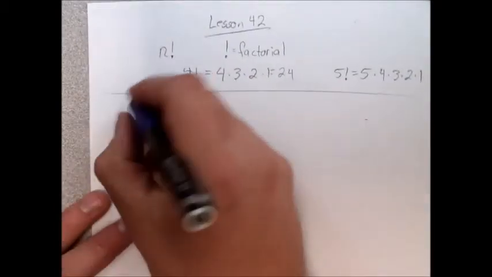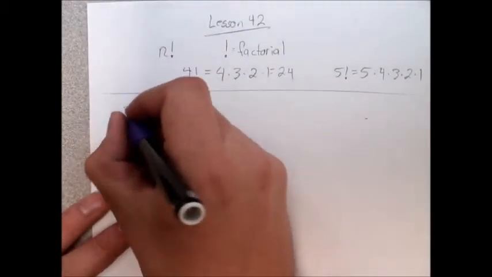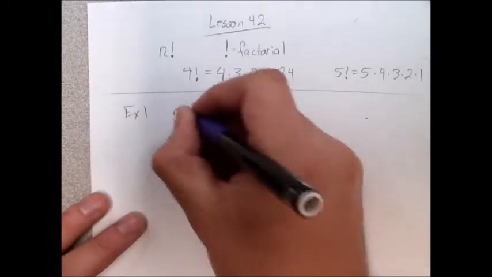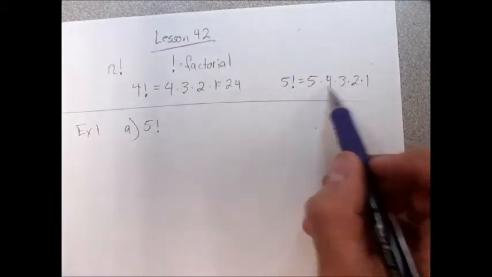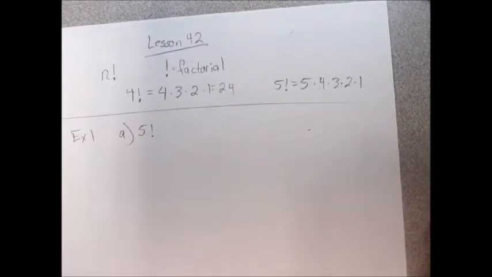Let's just start with what factorial will look like. Example 1a says 5 factorial, so it's 5 times 4 times 3 times 2 times 1. You can type that in your calculator, or you can just go ahead and do it. It should be 120.